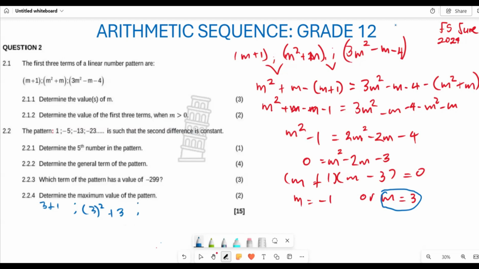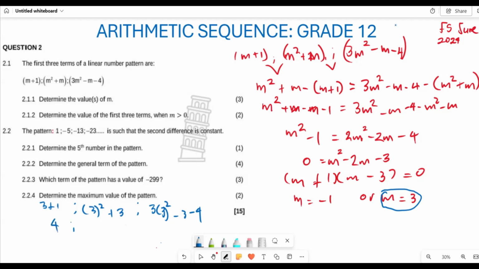This is going to be the same as 3 into 3 squared subtract 3 subtract 4. Again, remember the question was to find the first three terms. Now, what is 3 plus 1? This is going to be 4.